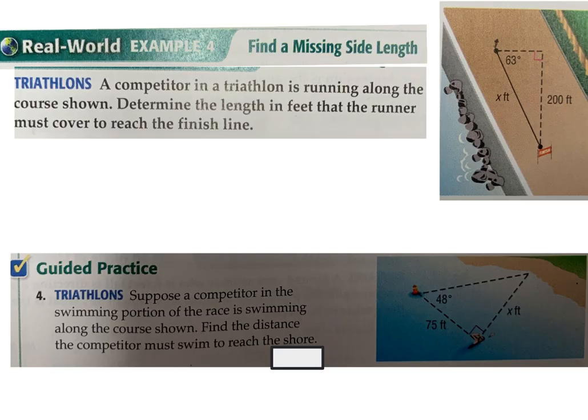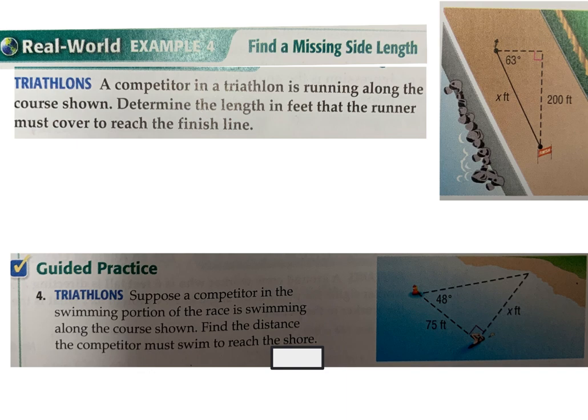A competitor in a triathlon is running along the course shown. Determine the length in feet that the runner must cover to reach the finish line. So they have to run this particular course. They have given us the degree measure, the one measure here. And then they want us to find the distance from where they are to the finish line.